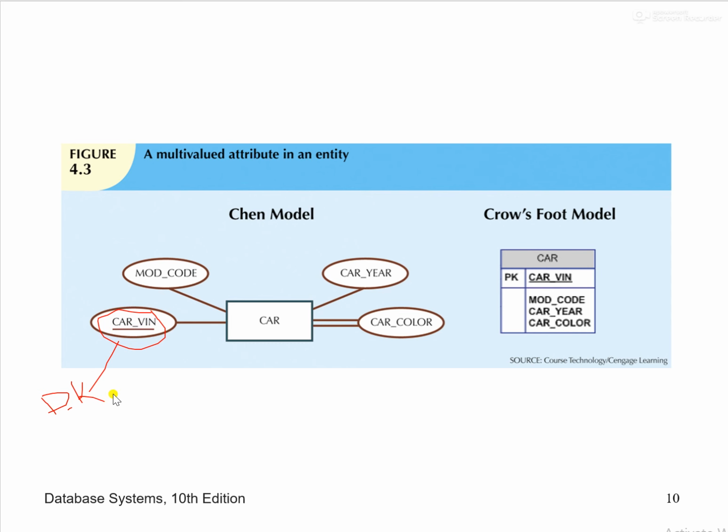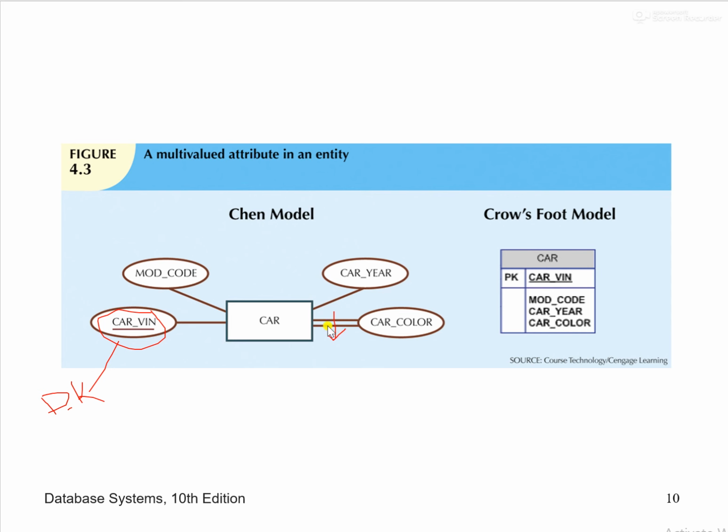How can we show a primary key or identifier? We underline that attribute. And in Chen model we have a double line. All other attributes are connected with car through a single line, but this attribute is connected with car through a double line. So this double line shows that car color is a multi-valued attribute. How can car color be a multi-valued attribute? It is possible that we have a car which has a different color on the roof, a different color on the door, and the inside color may be different, so it is a multi-valued attribute.